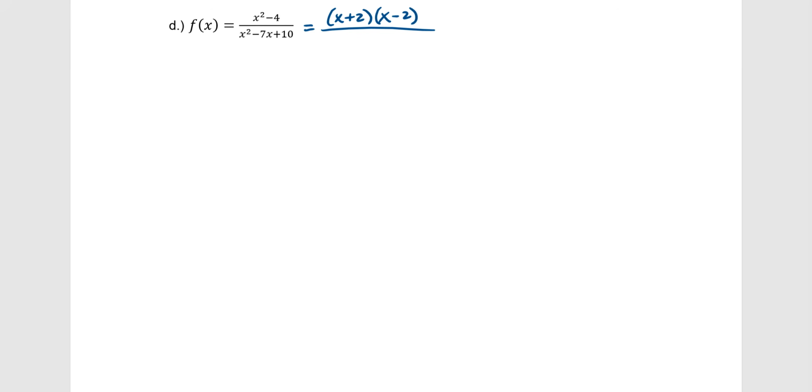The denominator is a trinomial quadratic. Two numbers that multiply to 10 and add to negative 7 are going to be negative 5 and negative 2. So that factors to x minus 5 times x minus 2. The x minus 2's cancel, and we're left with x plus 2 over x minus 5.